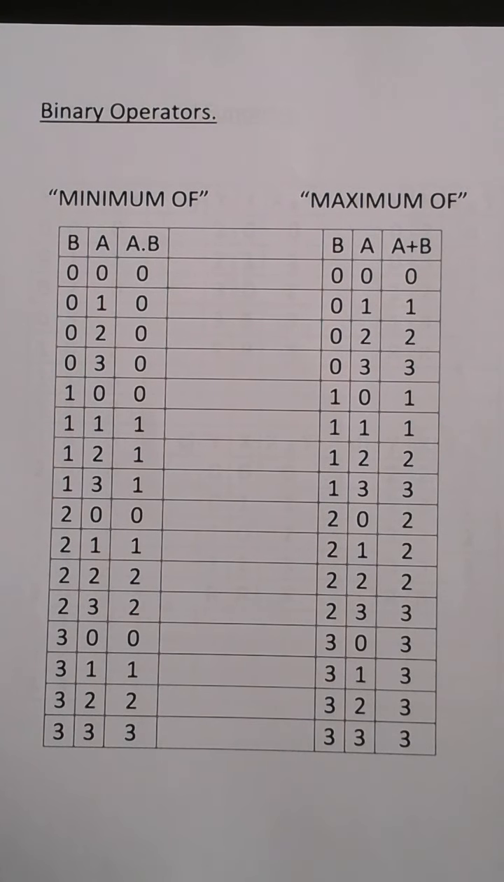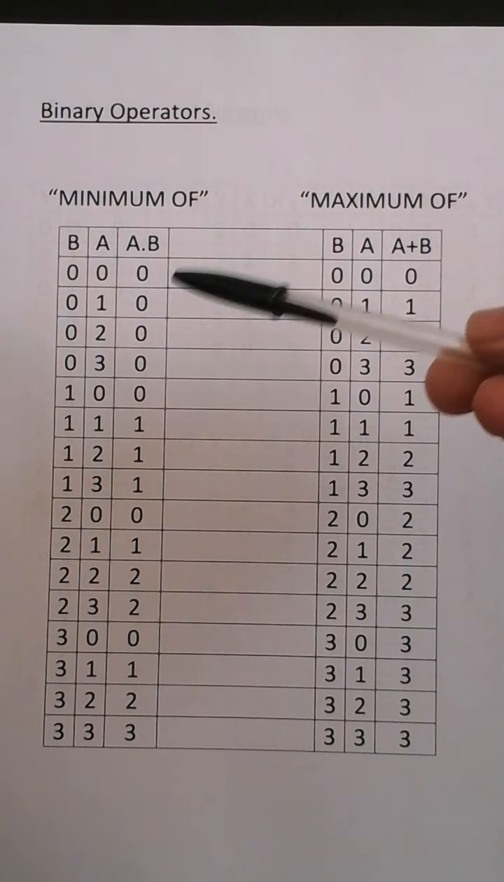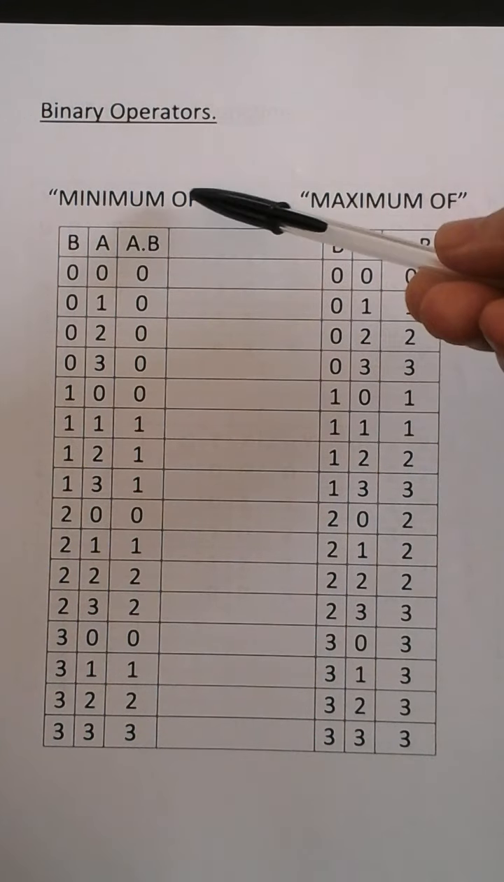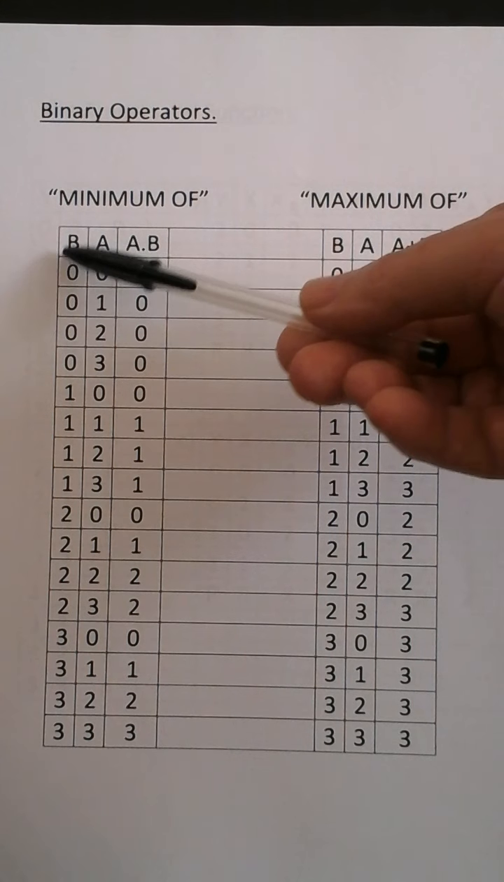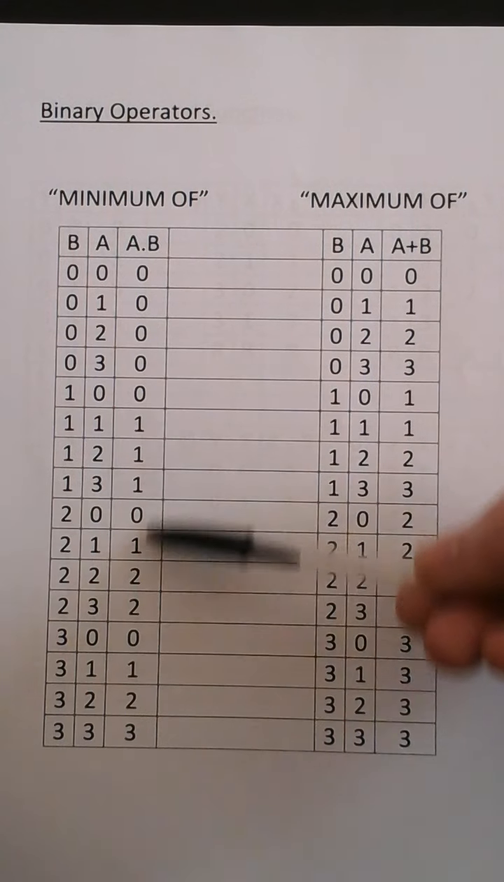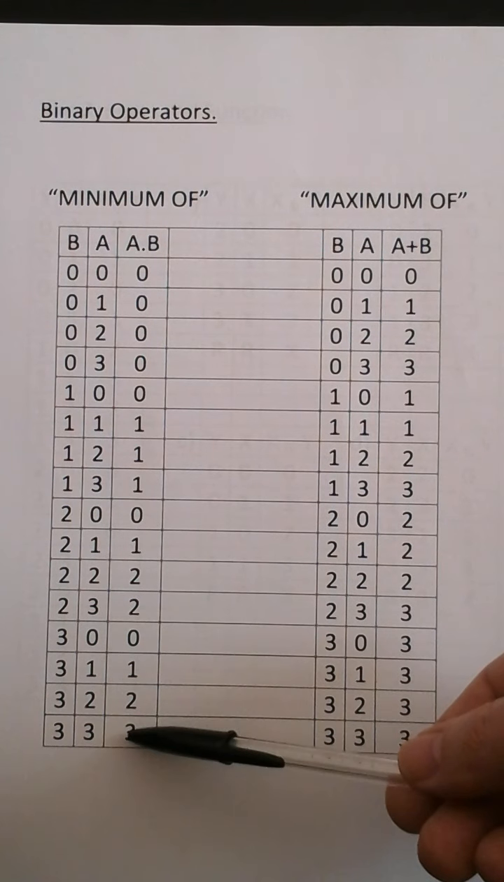These are the binary operators. These are two of the binary operators. Binary in the sense that they require at least 2 inputs. So here's the minimal function, 2 inputs A and B, and this is the output A and B, or A min B.